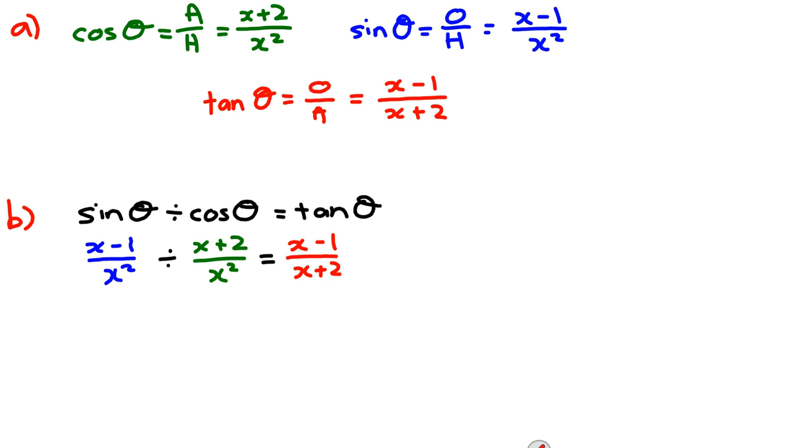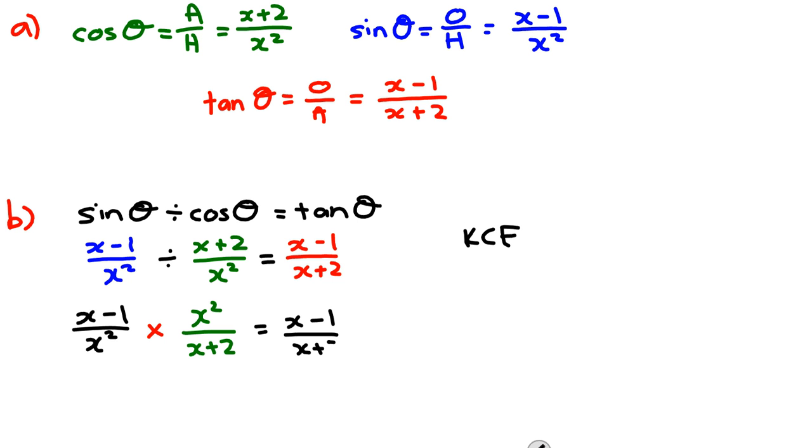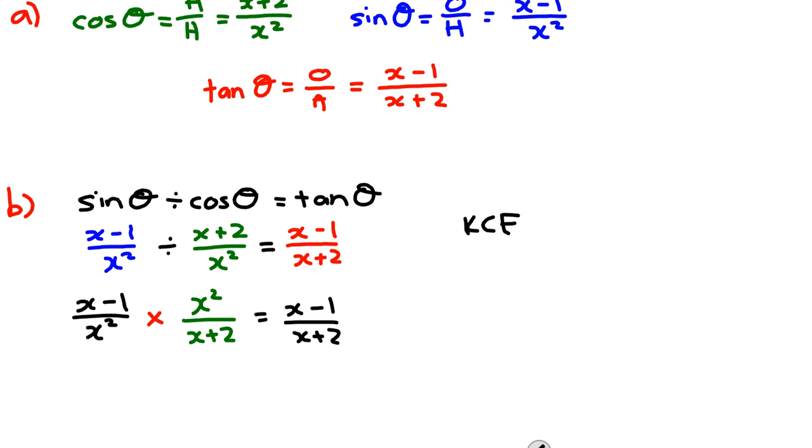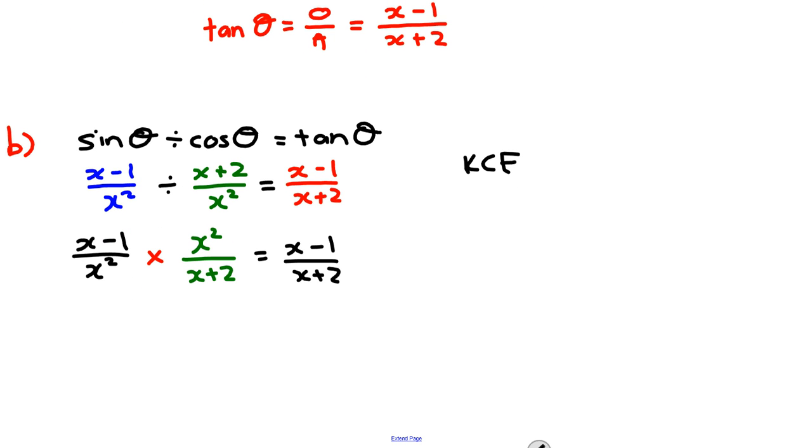So what we need to do now is, because it's divide, we need to keep, change, flip. So if that helps, we can write keep, change, flip here. So let's write x minus 1 over x squared. We need to change the divide to a times, and we need to flip the second fraction. So flip the second fraction, we're going to get x squared over x plus 2 equals x minus 1 over x plus 2. So we just did keep, change, flip. We changed the divide to a multiply, and we flip the second fraction.